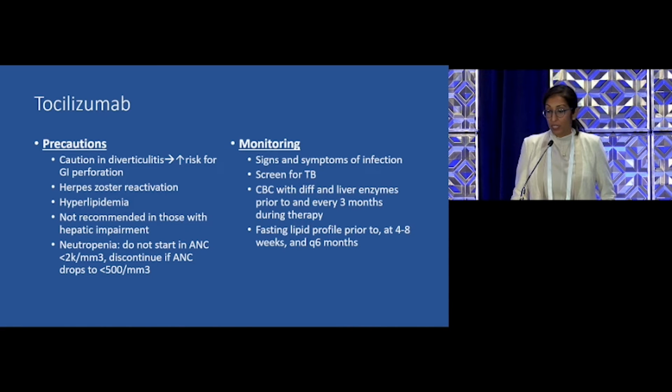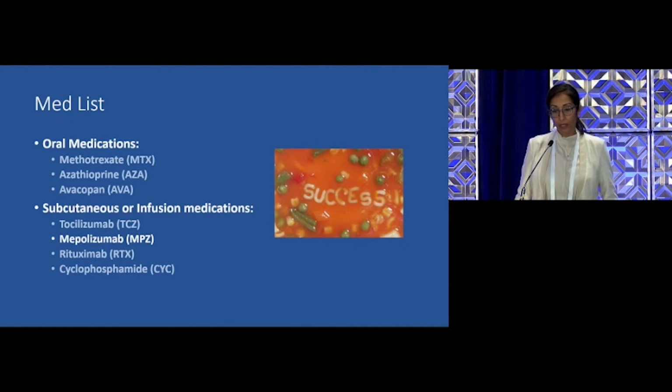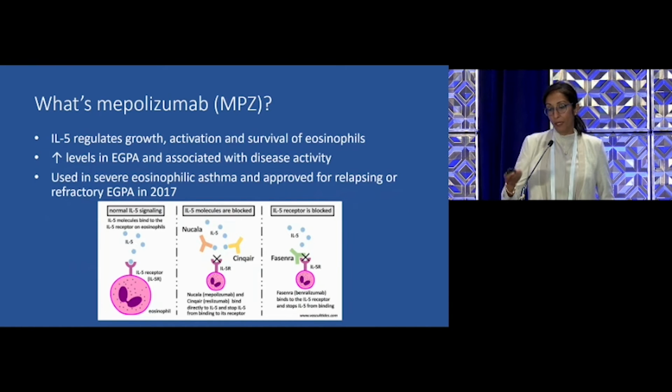Monitoring-wise, we'll look for signs and symptoms of infection, screen for TB. Like I said, with a lot of these medications, you're going to need pretty regular lab screening, which is going to happen regardless because we're looking for signs of vasculitis, and we're also looking for signs of medication toxicity. So these are just some of the things that we look for with Tocilizumab. And then I will wrap up here with Mepolizumab. So what is Mepolizumab?